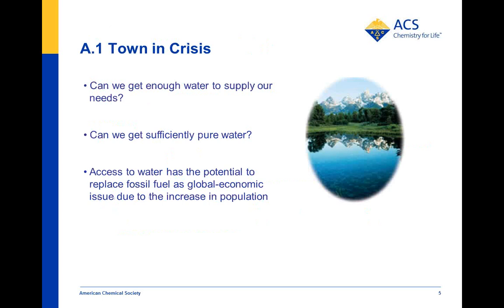In Section A1, we look at a town that's in crisis, and we can look at how we need to get enough water to supply our needs. This is incredibly relevant in places like New Orleans when we talk about having hurricanes and being able to keep enough water. It is also something you can bring in with what happened up in the Northeast: how do we keep enough water for our needs?